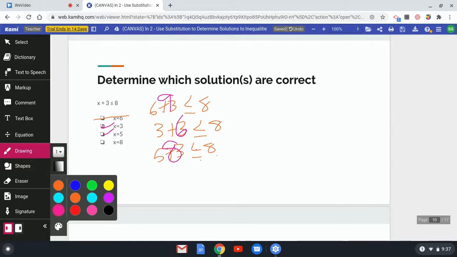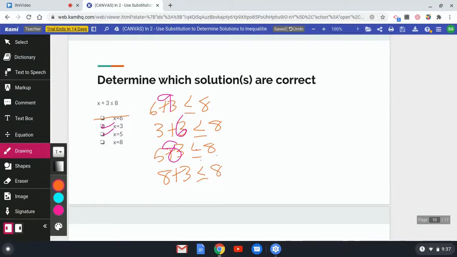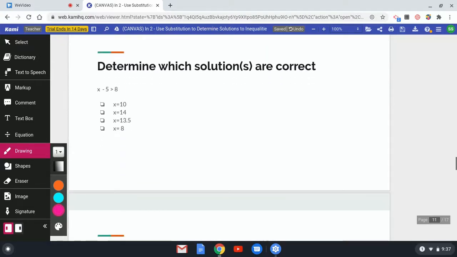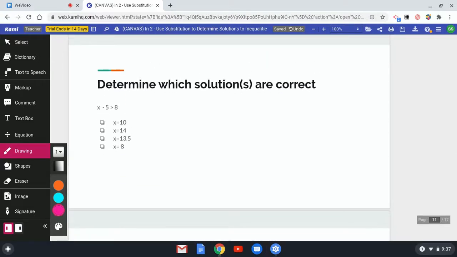Yes. All right, now let's substitute 8 in. 8 plus 3 less than or equal to 8? What's 8 plus 3? 8, 9, 10, 11. Is 11 less than or equal to 8? Nope. So only 3 and 5 out of this set would make it true. So you would put check marks on those ones, okay? Try this one on your own.